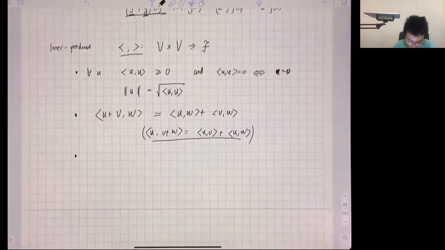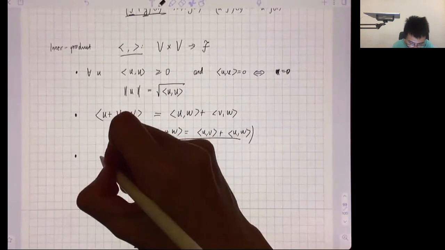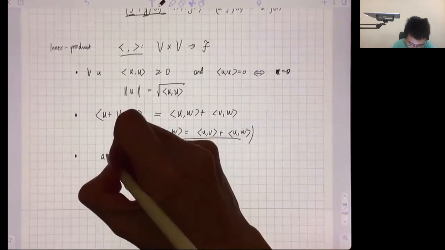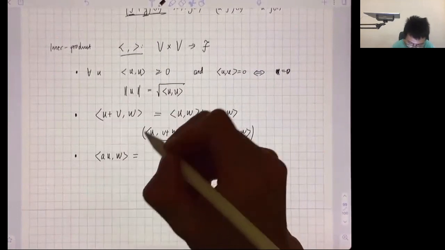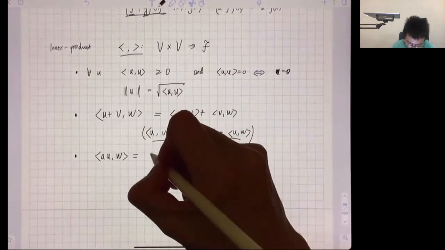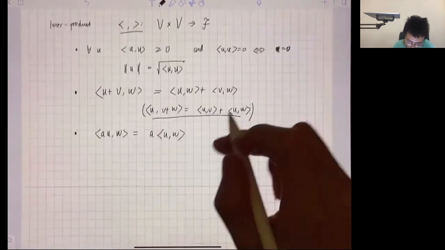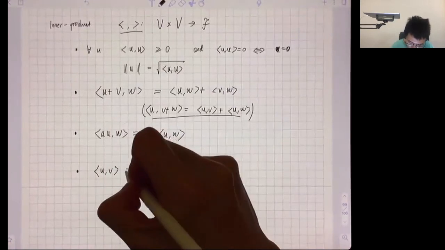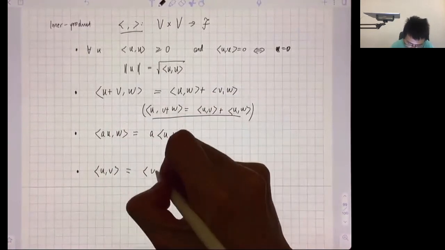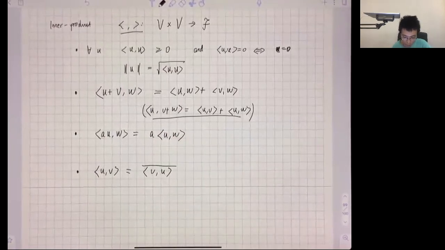And also, scalar multiplication, I guess, a times u with w is a times the inner product of u and w. And also the inner product of u and v is that of v and u, except that you should take the complex conjugate, okay?